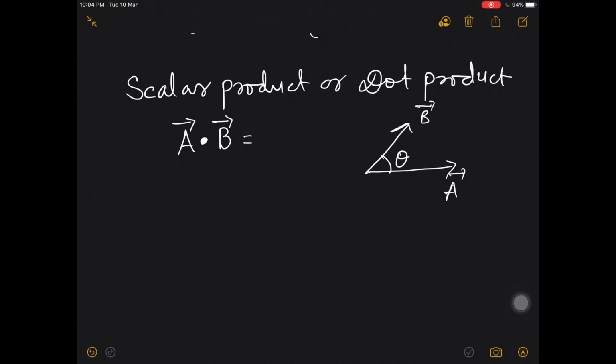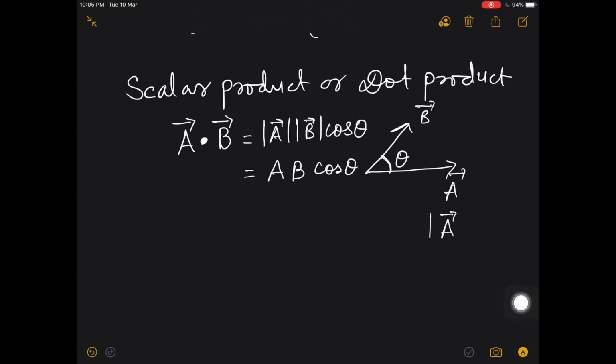So the dot product of these two vectors is going to be A vector dot B vector, which can be expanded as magnitude of vector A into magnitude of vector B into cos of the angle between them. So how much is the angle between them? It is theta. So it is cos theta. For simplicity we write like this, AB cos theta. We can show magnitude like this: instead of writing vector A and then modulus sign to show its magnitude, we can simply write A. So it indicates I am talking about only its magnitude, only its numerical value, and not about its direction.